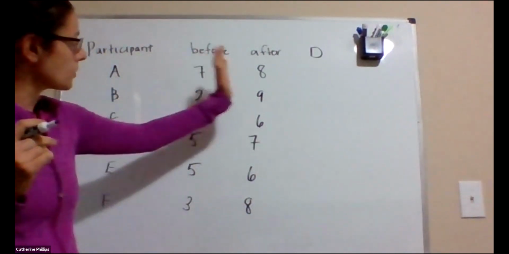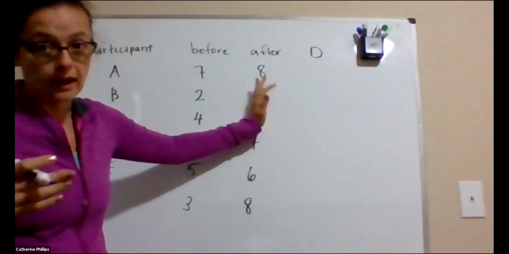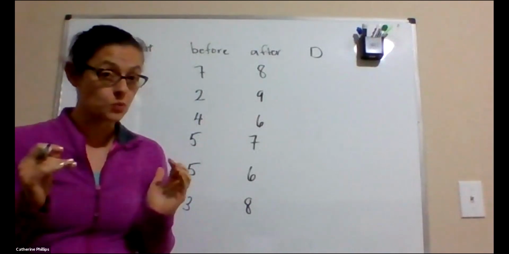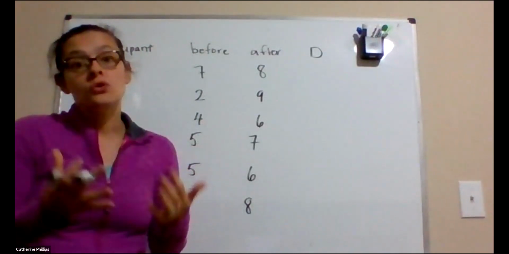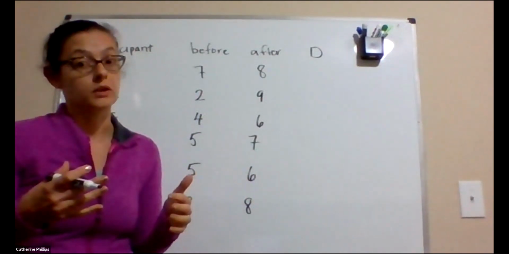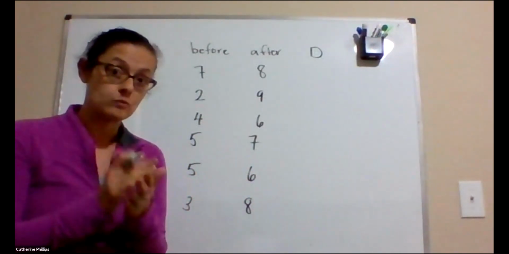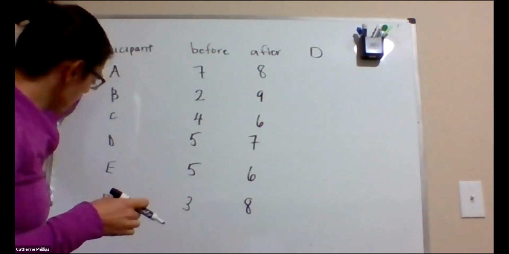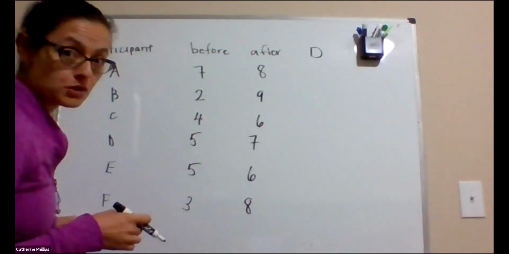Whether we take before and subtract after, or we take after and subtract before, doesn't really matter so long as we're consistent. Usually we take the after score and we subtract the before, and so that's what we're going to do. But the key is to be consistent. If you're taking after minus before for participant A, you need to do that for all of your participants.